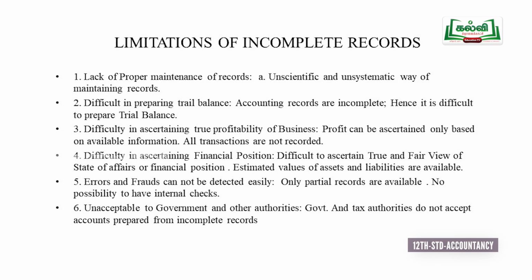Then next point, unacceptable to government and other authorities. Government and tax authorities do not accept accounts prepared from incomplete records, because in case of companies, the government and tax authorities accept accounts for the purpose of auditing only when they are prepared under the double entry system.